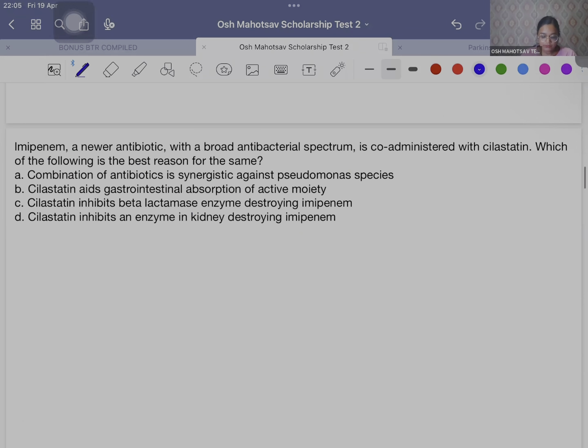Next is imipenem, a newer drug, a new antibiotic. It is a broad spectrum antibiotic co-administered with cilastatin. What is the best reason for the same? So we have to answer why we are using imipenem with cilastatin.